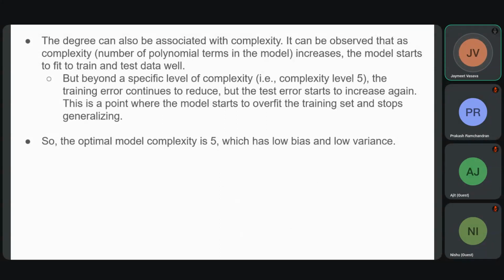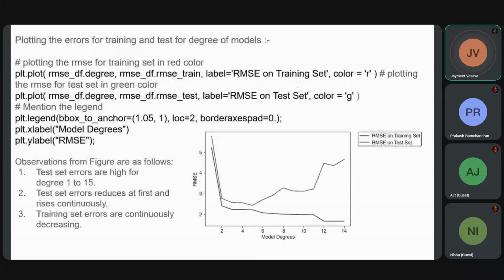So this is the point where the model starts to overfit the training set and stops generalizing. The optimal model complexity is 5 for us, which has a low bias and low variance. You can see the result of it over here. Till 5, it was all good for test and training both.